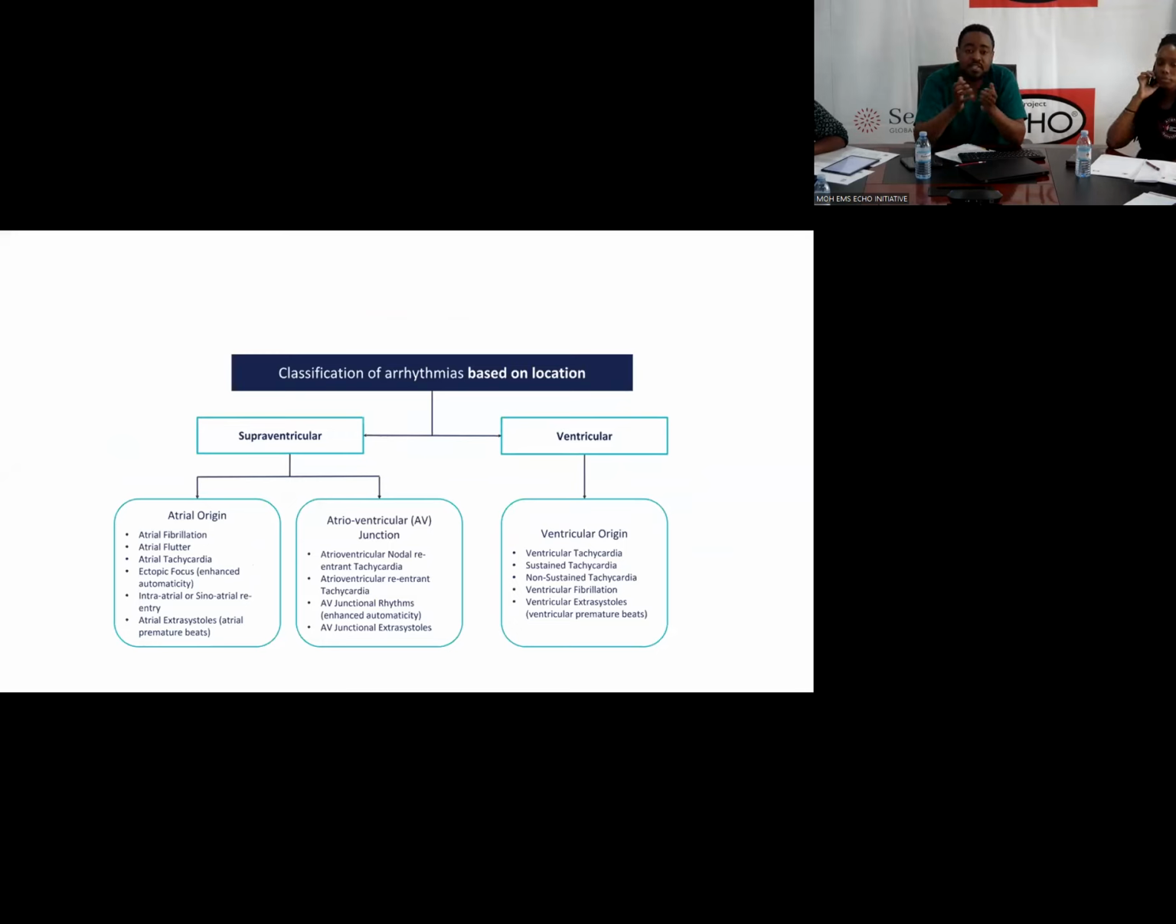Then we'll further classify the ones that are originating above the ventricles and the ones that are originating within the ventricles as supraventricular and ventricular tachycardias. For the ones that are originating above the ventricles, there are quite many. They're called the supraventricular arrhythmias, and that's where anything that's originating from within the atria is going to be classified. Even those that are originating at the level of the AV node, because the AV node is at the junction of the atria and the ventricles, will also be classified under supraventricular tachycardias. Then for the ventricular tachycardias, there'll be those that are originating within the ventricles, and we'll go over all of them in just a bit.